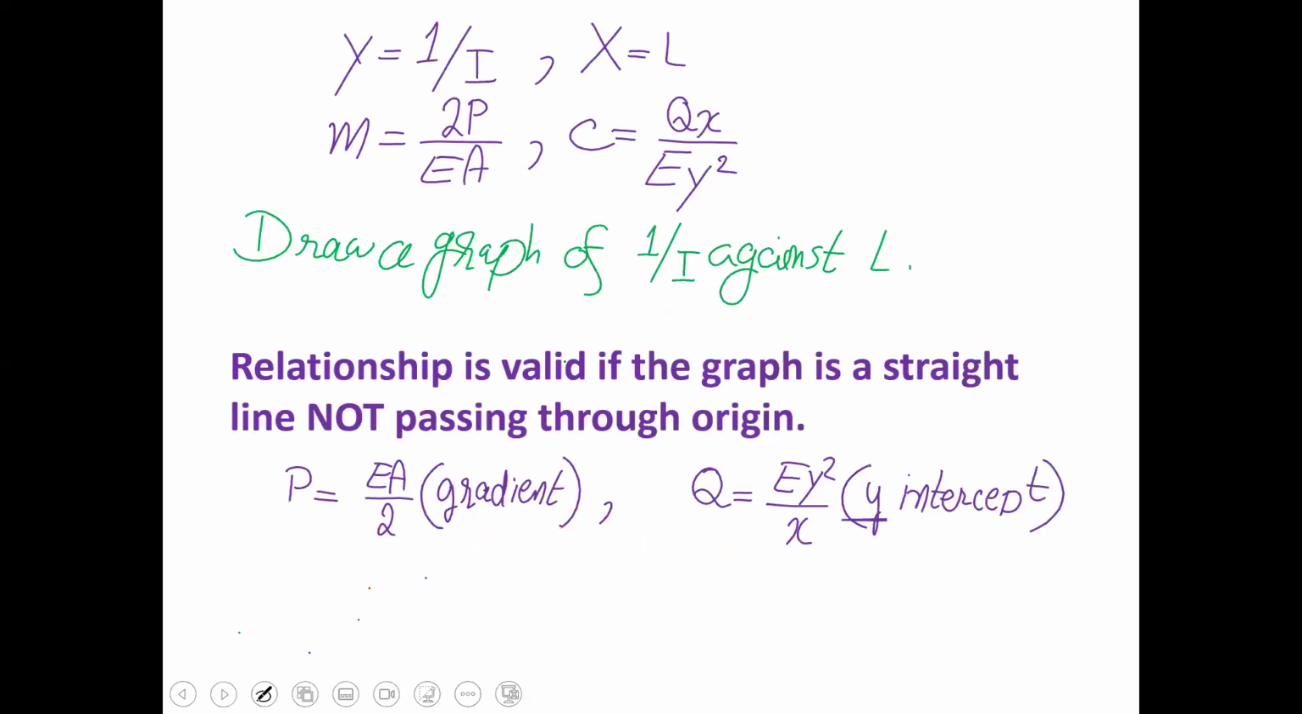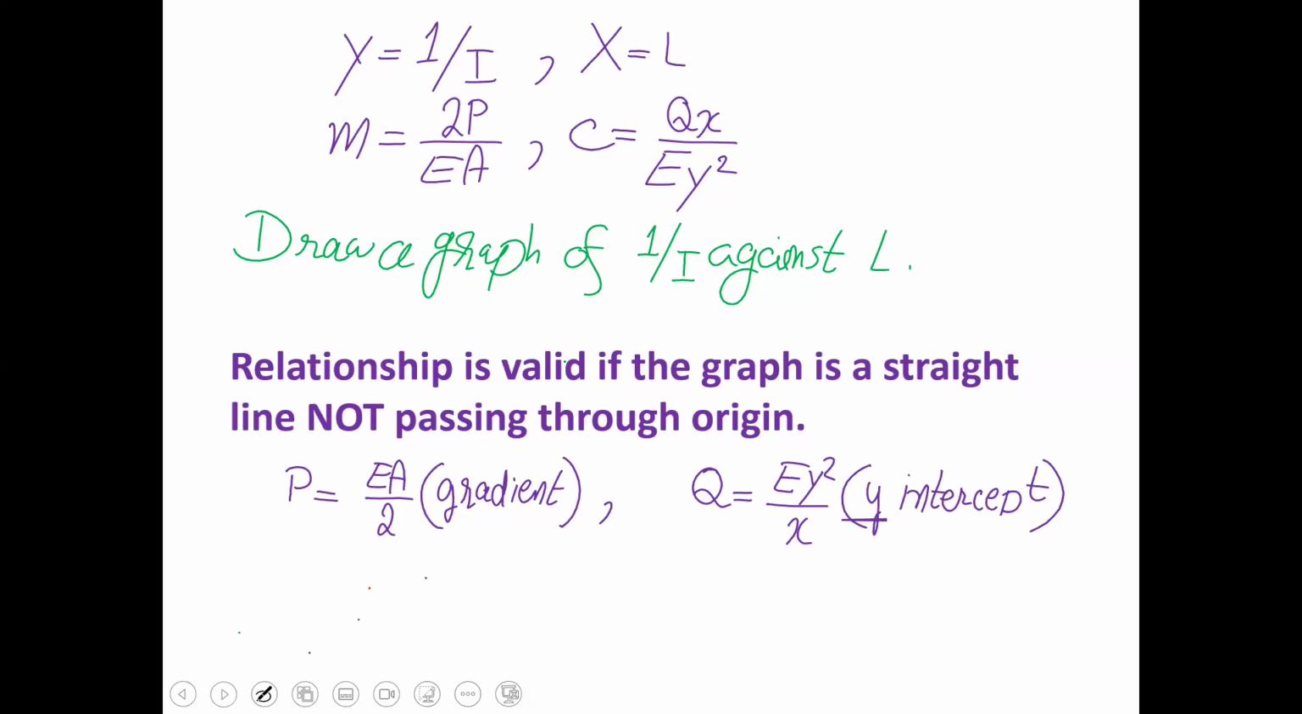Now look at this working. Y is equal to 1 upon I, x is equal to L. Now look at the gradient. Gradient is 2p upon EA. Gradient is always a comparison. C, what does C stand for? C stands for y-intercept. Draw a graph of 1 upon I against L.